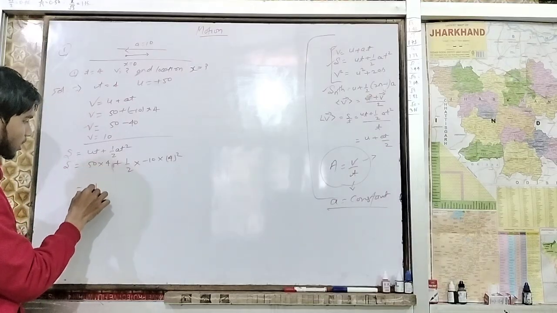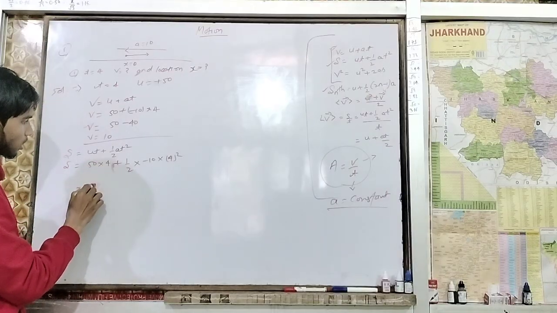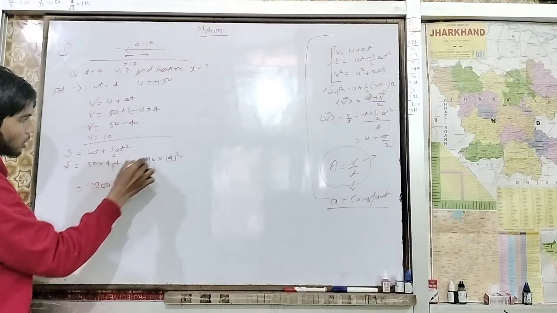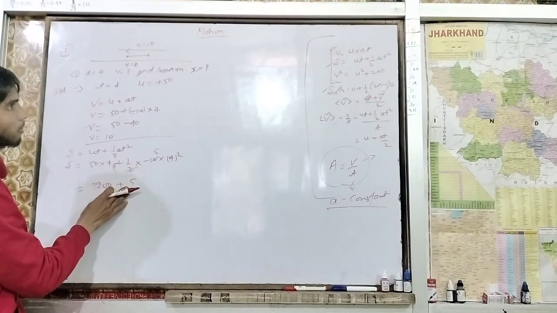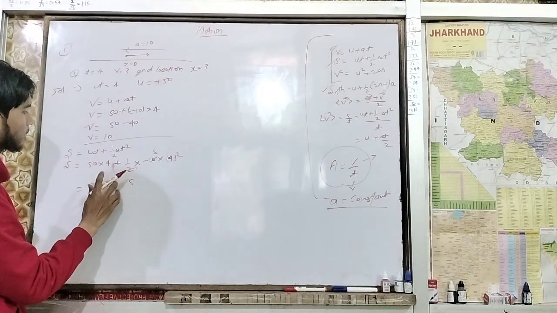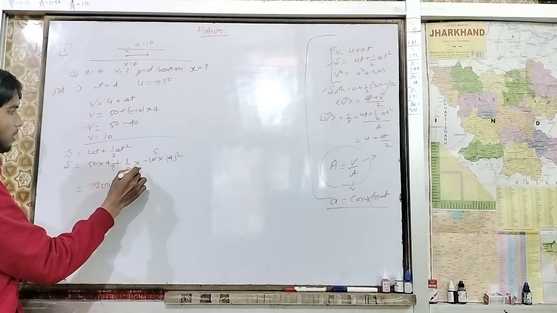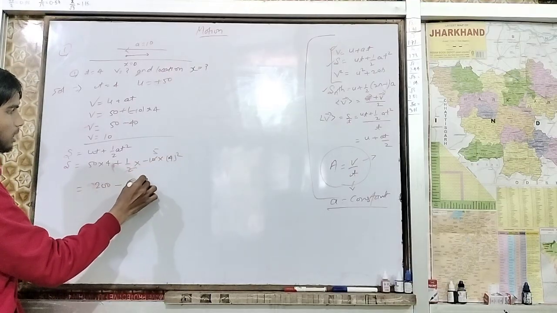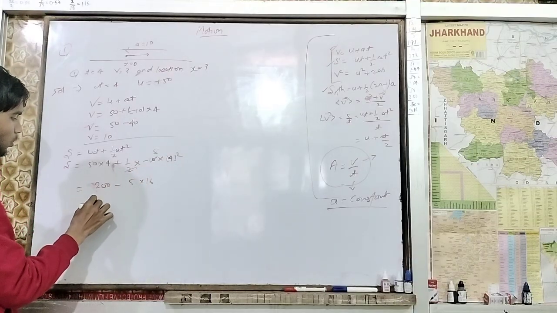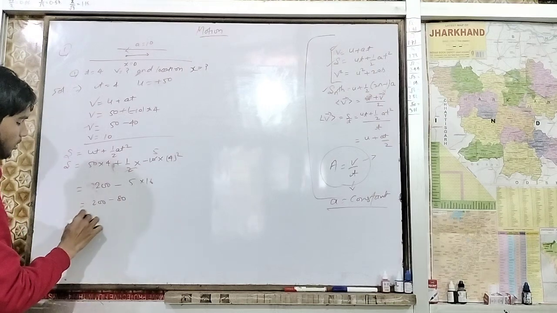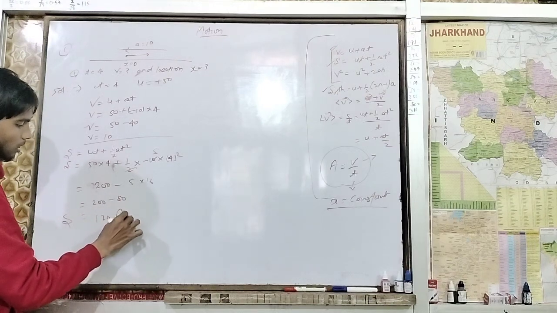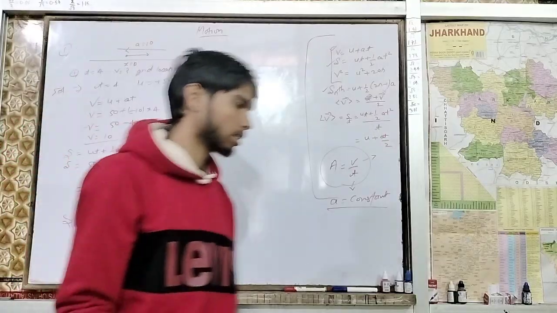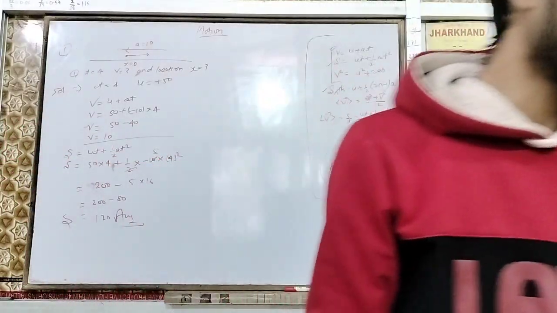Very soon it is coming. So 50 times 4 becomes 200. 200 plus, 2 5s are 10, and this becomes minus 5, 4 4s are 16. 200 minus 80, 120. This is our displacement. Remember, displacement. How much is the displacement? 120.